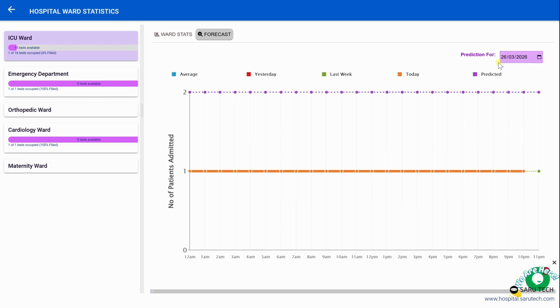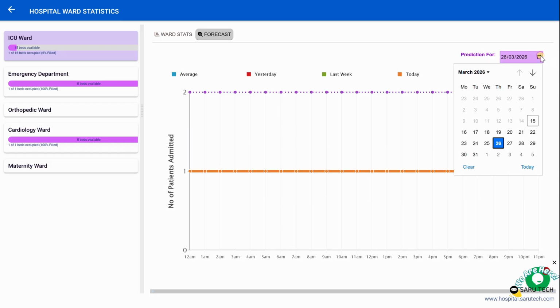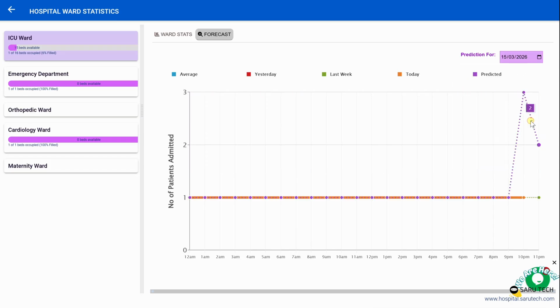The forecasting engine uses historical data, such as hourly patient admissions, scheduled admissions, discharges and transfers, the number of patients currently in the ward, average length of stay for similar conditions, and other operational patterns. Using this information, the system generates predictions that help hospitals plan staffing, bed capacity, and other resources more effectively.